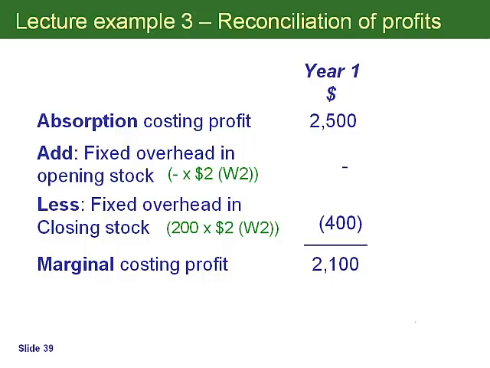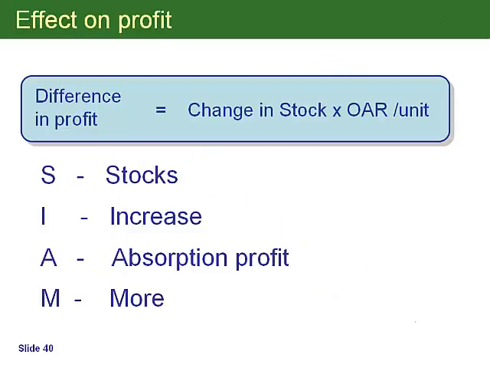Okay, so you could have used the formal approach here, or you could have used the little word SIAM that you've got in your notes there, and this helps you to remember, if you can't remember whether you're adding or taking off opening, closing stock, it helps you to work out which profit will be most. So if your stocks are increasing, your absorption profit is going to be more. So we take the change in our stocks, times it by the overhead absorption rate per unit, and we know which profit will be highest depending on whether stocks have gone up or have gone down.